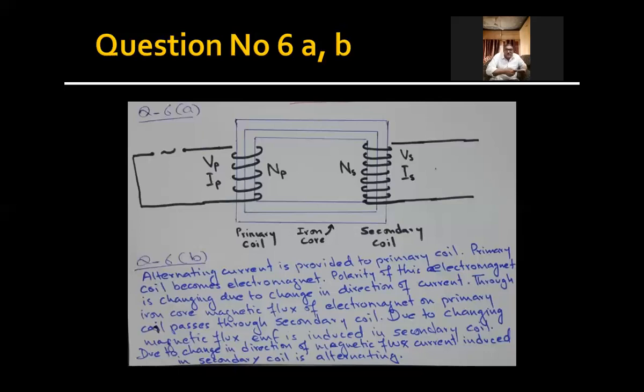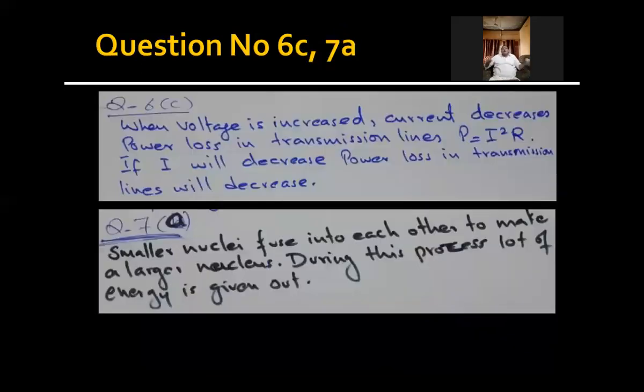And then the next question is, why, when we transmit electricity, do we transmit it at a very high voltage? You see, when by using a transformer you increase the voltage, you make it very high. The voltage is increased, the current will decrease. And the power loss in the transmission lines is given by the formula P is equal to I square R. So when the value of the voltage is higher, the value of I will decrease. When I decreases, in this formula P is equal to I square R, the P value will decrease.